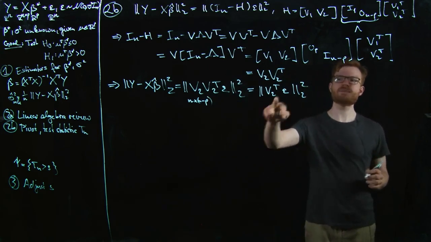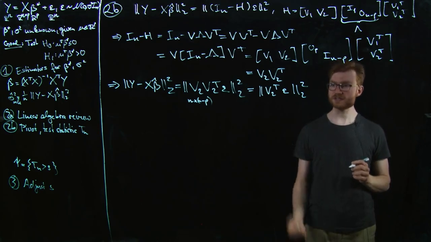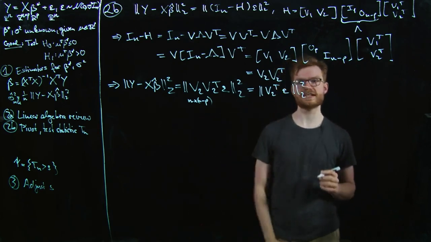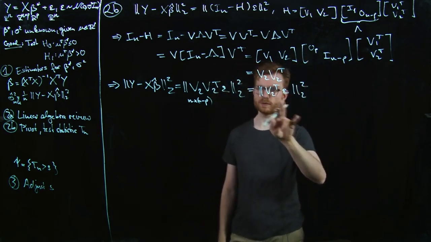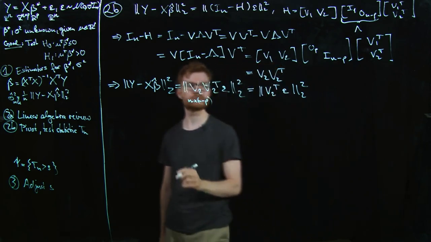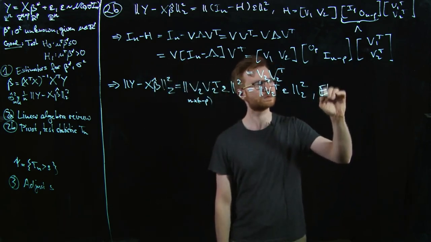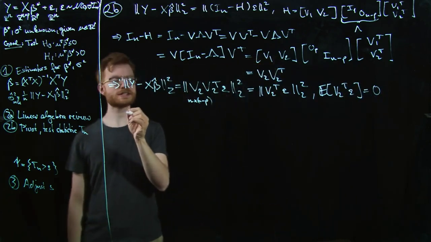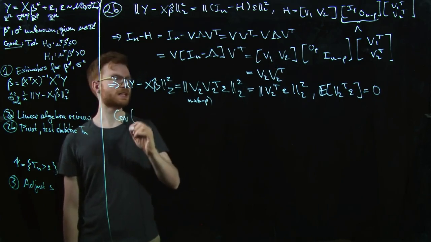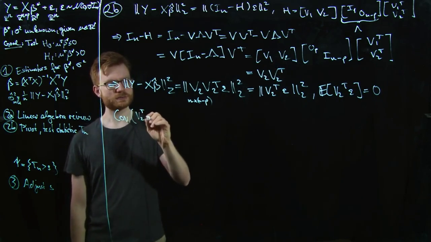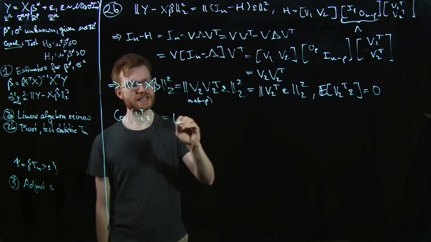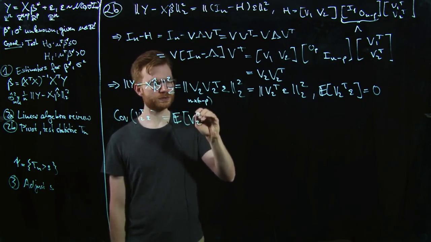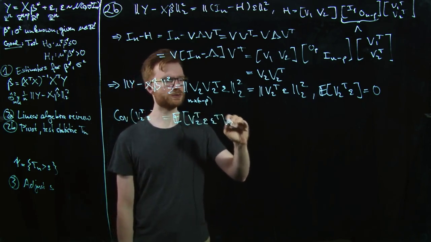And this is, again, a multivariate Gaussian random variable. So let's try to understand this variable to understand what its distribution is like. The mean of this variable will be 0, because epsilon has mean 0. Let's write it down. And now, more importantly, what's the covariance? The covariance matrix of v2 transpose epsilon is the expectation, because everything's mean 0, of v2 transpose epsilon epsilon transpose v2.